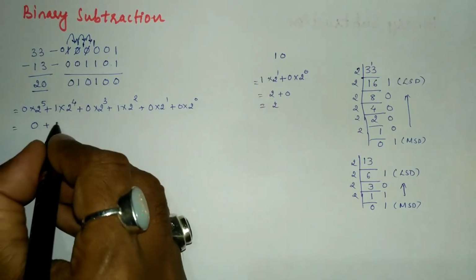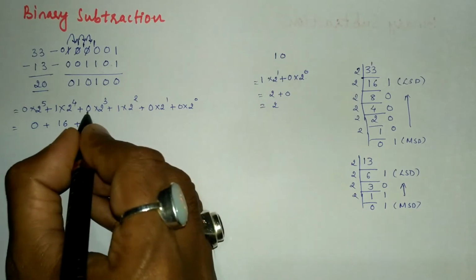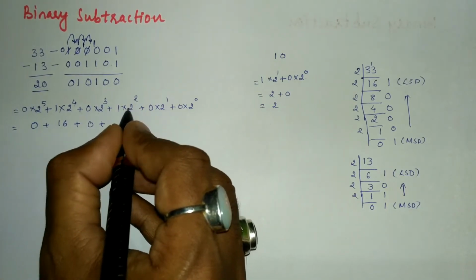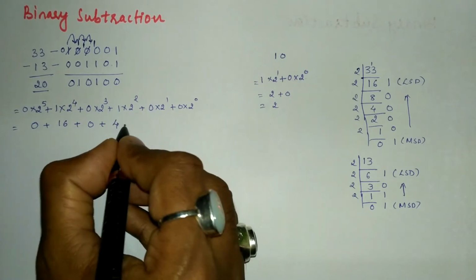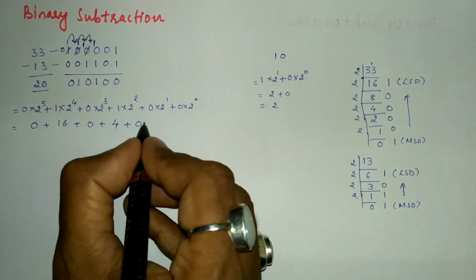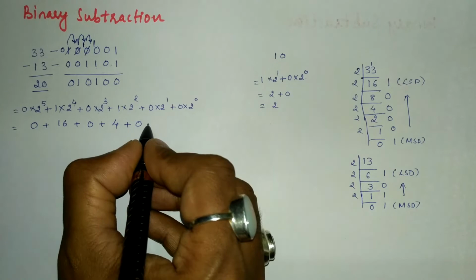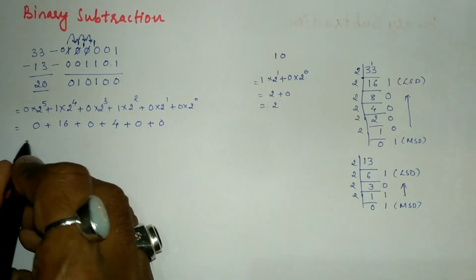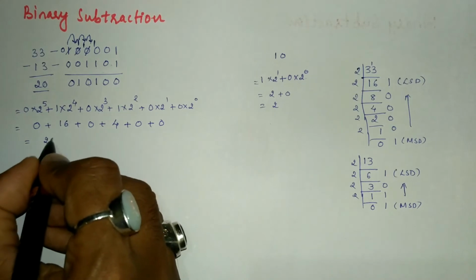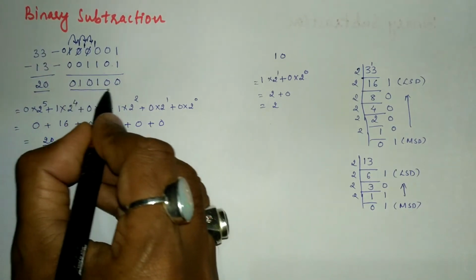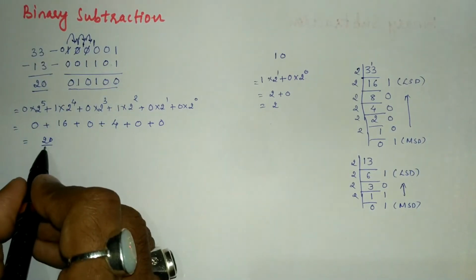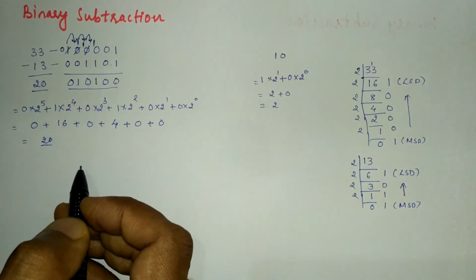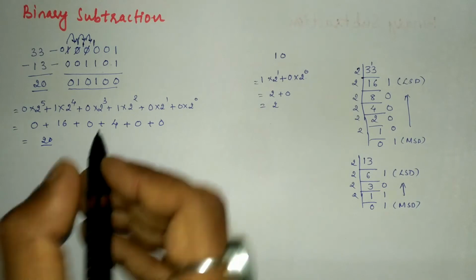So 16 ones are 16 plus 0 into anything will become 0 plus 2 to the power 2 is 2 2s are 4, 4 ones are 4 plus 0 into 2 to the power 1 is 0 plus 0 into 2 to the power 0 is also 0. Here you can see 16 plus 4 will become 20. So whatever we got in binary digits, that is equal to 20. Hence it is correct. Now let us take one more example of this kind.